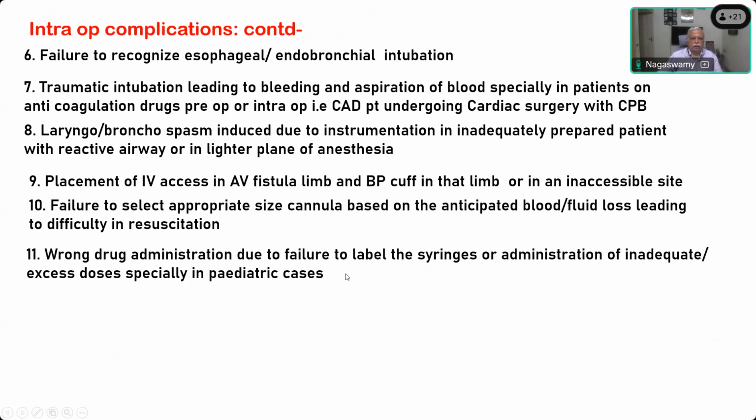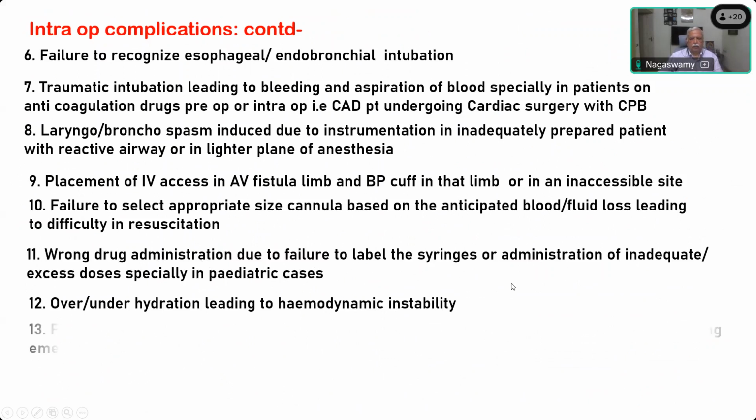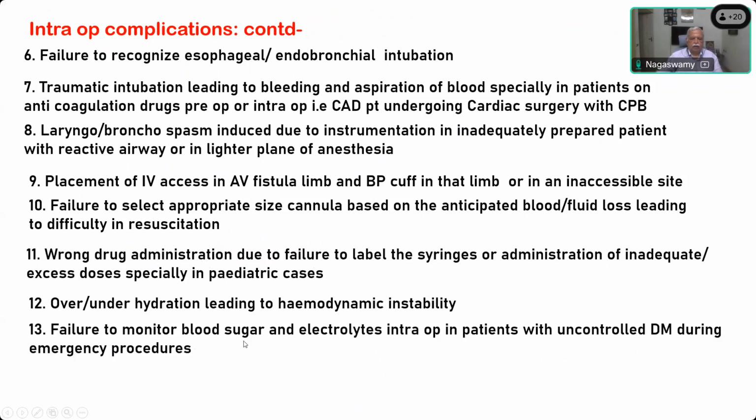Wrong drug administration due to failure to label the syringes or administration of inadequate or excess dosage, especially in pediatric cases, by not properly diluting the drugs. Then over or underhydration leading to hemodynamic instability. Then failure to monitor blood sugar and electrolytes in patients with uncontrolled diabetes mellitus, especially during emergency procedures. So you must always have a glucometer and try to keep the blood sugar below 200 intraoperatively by proper administration of quick-acting or short-acting insulin.